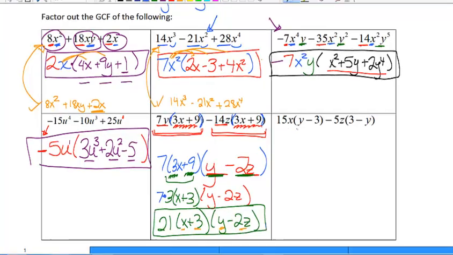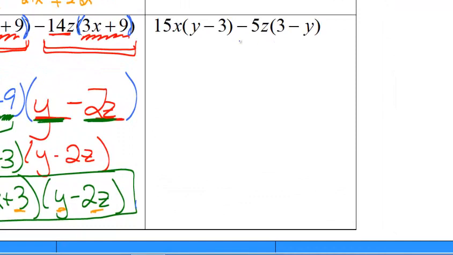On the next problem, we have 15x times the parentheses y minus 3 minus 5z times 3 minus y. Well, you might look at these two parentheses and notice that they're not exactly the same like the last problem, where we had 3x plus 9 and 3x plus 9 in both of the terms, but they're really, really close. Y minus 3 and 3 minus y are very close.